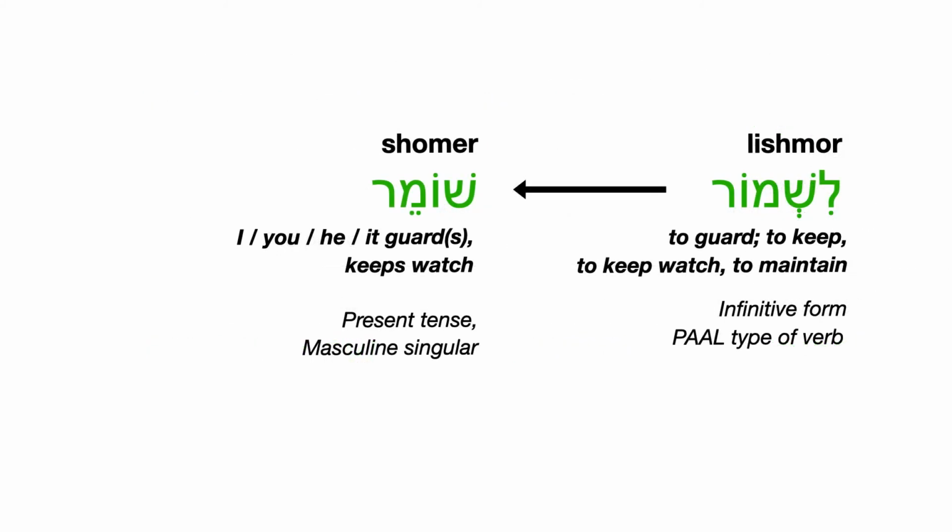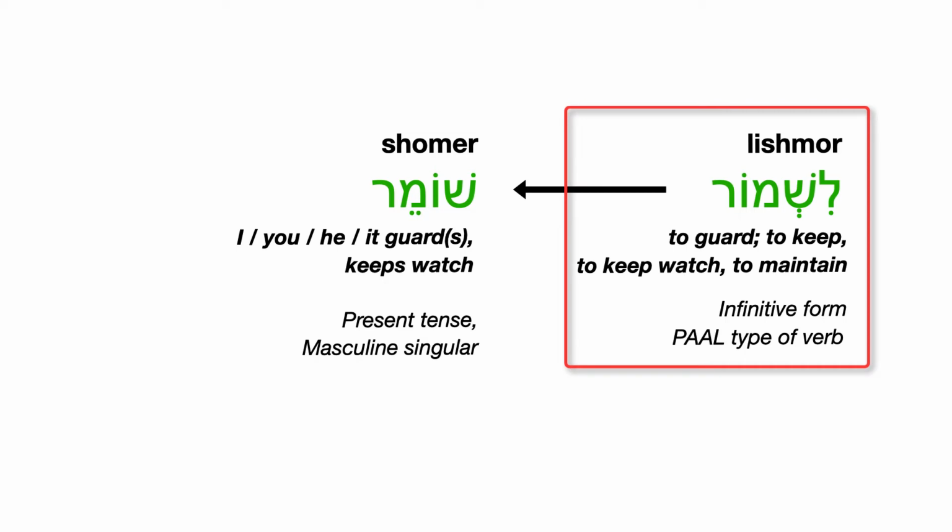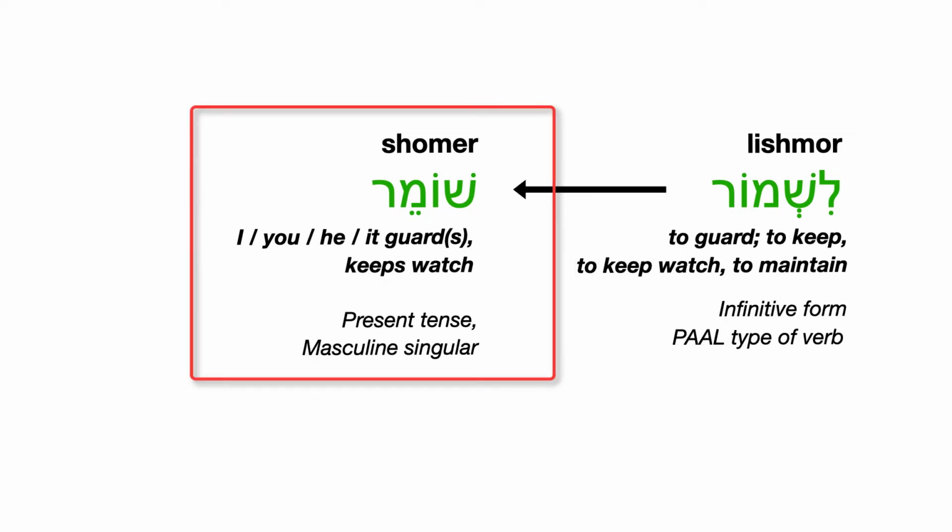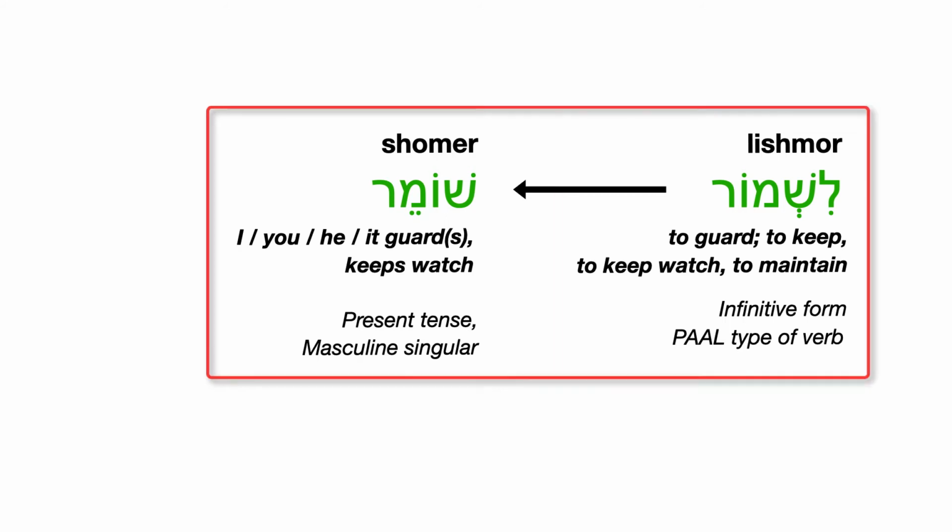And finally, let's look at the verb lishmor. Lishmor means to guard, to keep watch, or to maintain. This is the infinitive form of a pa'al type of verb. And if we want to say it in the present tense for masculine singular, we say shomer. Shomer means I, you, he, or it guards or keeps watch. Lishmor, shomer.